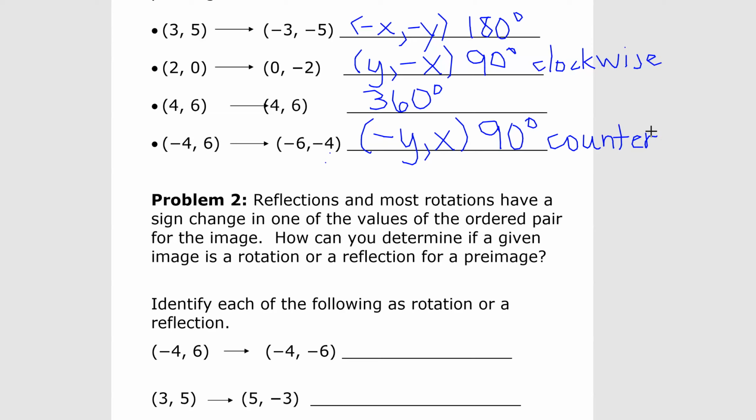Okay, let's go to problem 2. Reflections and most rotations have a sign change in one of the values of the ordered pair for the image. How can you determine if a given image is a rotation or a reflection? Well, let's review the rules for reflection.